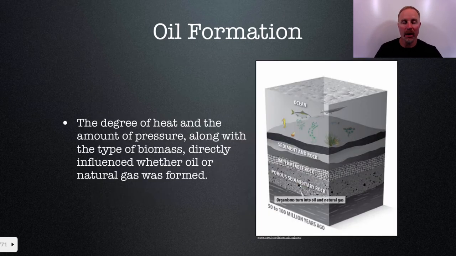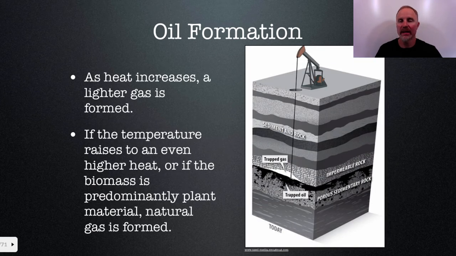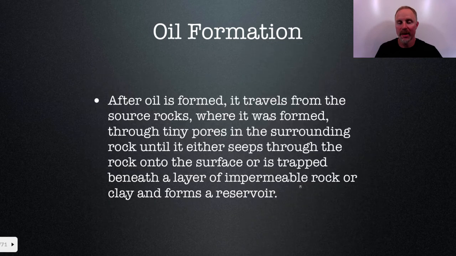And the amount of heat, the amount of pressure, the type of biomass that you had, all of these things are going to contribute to whether or not you're getting oil or some sort of natural gas being formed. Okay? And as the heat were to increase, you get a lighter and lighter gas being formed. But if the temperature gets even higher, or the biomass is predominantly plant material, or you have really high heat, this is where you're going to get natural gas to form. So it's the things that we would burn in our houses to keep warm, generate electricity, to boil the water, turn the turbine, generate steam, that sort of thing. So that's what we mean by the natural gas.